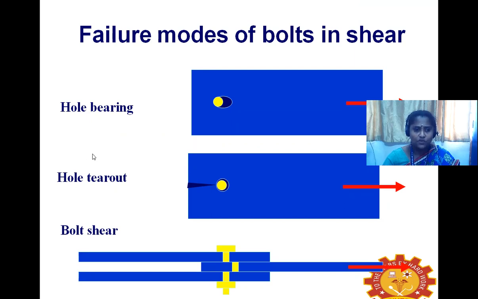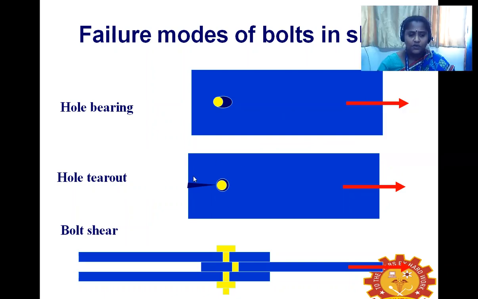First failure mode is hole bearing. If the force applied is greater than the designed force, then this kind of failure will occur. Next one is hole tear out. You could see in the picture the plate getting torn off. This mainly happens because of improper edge distance. And the last one is bolt shear off. This also occurs because of the additional shear force.